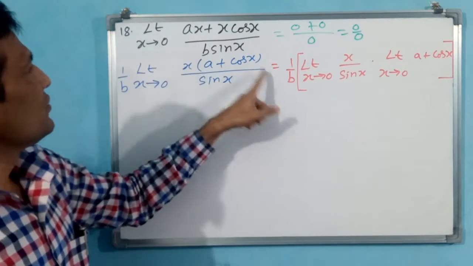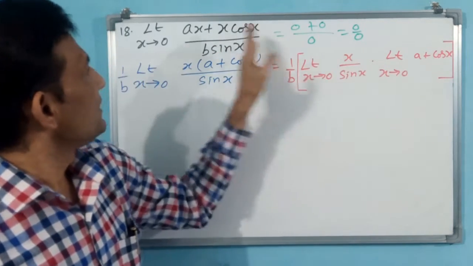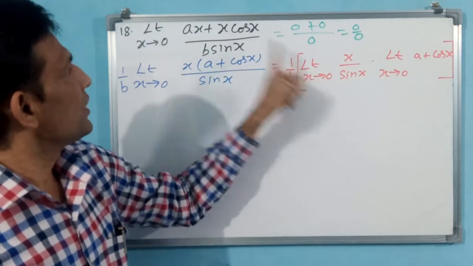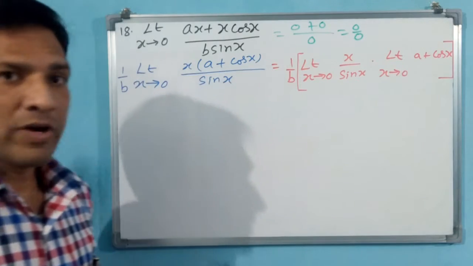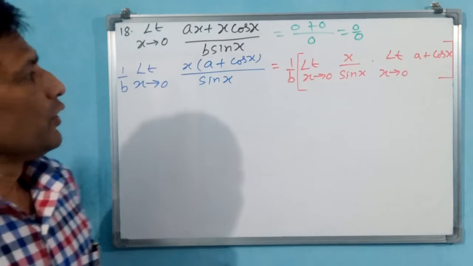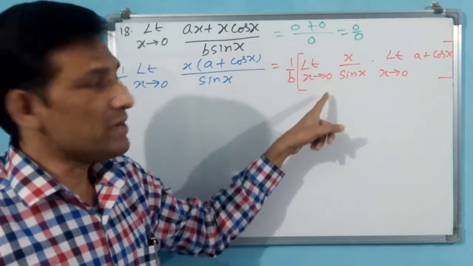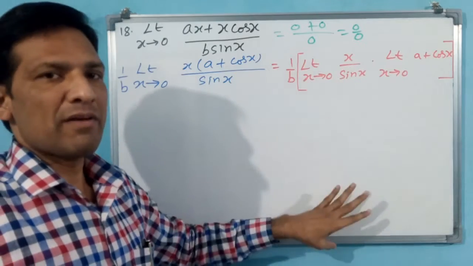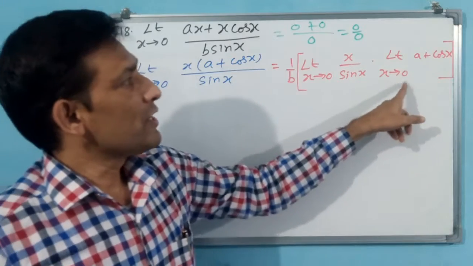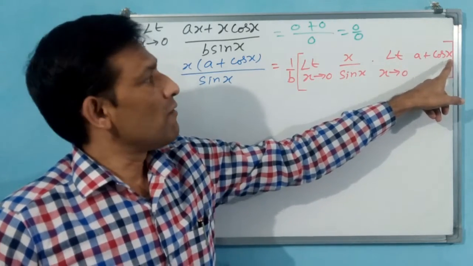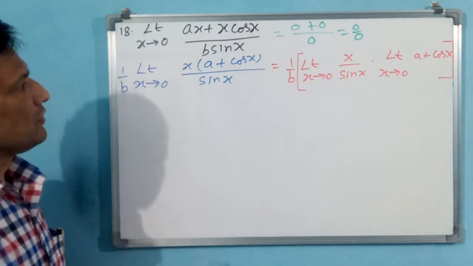Limit x tends to 0, 1 by b, x common, x by sin x, into a plus cos x. Now see what will happen. If you apply the limit, this is going to become 1. Sin x by x is 1, limit x tends to 0, or 1 by sin x also, 1 by 1 is 1 only. That is why you can take this as 1. But here if you apply the limit, cos 0 is becoming 1. 1 plus a it is going to become. You have to keep that in your mind. It is not going to become 0.